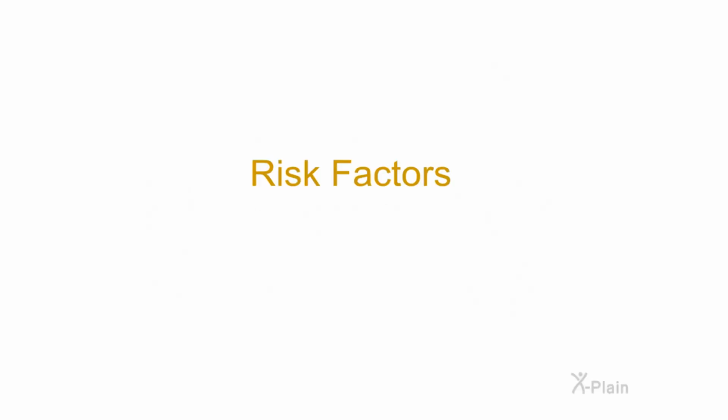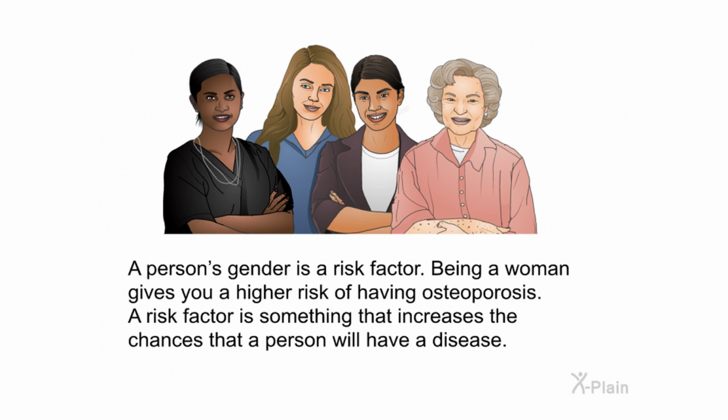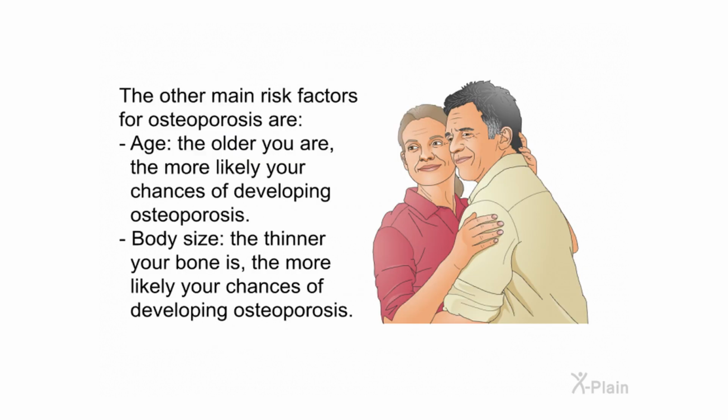Risk factors. A person's gender is a risk factor. Being a woman gives you a higher risk of having osteoporosis. A risk factor is something that increases the chances that a person will have a disease. The other main risk factors for osteoporosis are age. The older you are, the more likely your chances of developing osteoporosis. Body size. The thinner your bone is, the more likely your chances of developing osteoporosis.